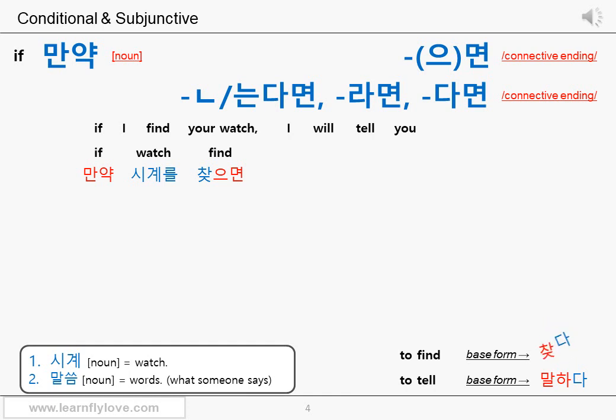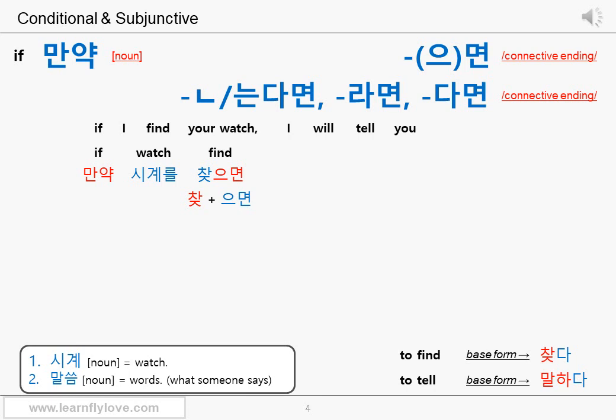The base form of the verb find is 찾다. In Korean, 찾 is the stem. You just add a connective ending, 으면. 찾으면. It's actually pronounced 찾으면. 만약 시계를 찾으면. If I found your watch.